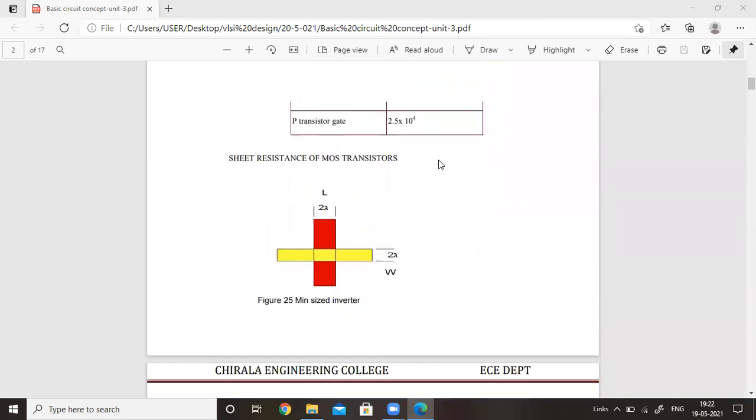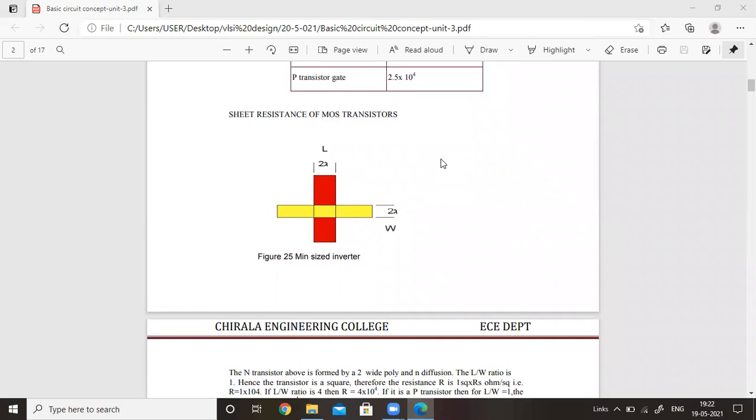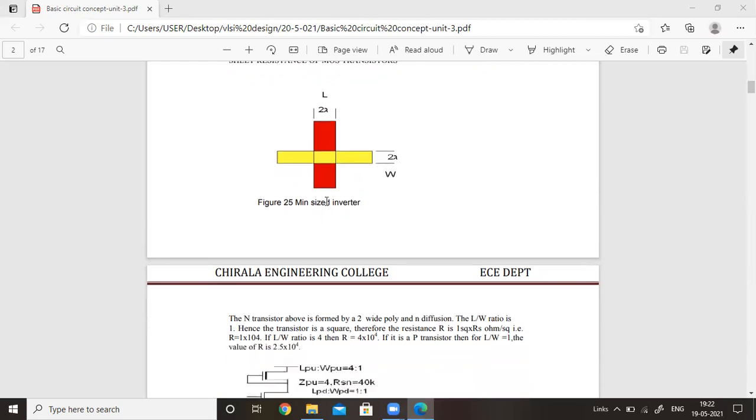So now let us consider the minimum size transistor. How to calculate the sheet resistance of the minimum size transistor? Just observe here. This is the formation of a P-type transistor. Whenever the polysilicon crosses the diffusion layer, P-type diffusion, assume that this is a P-channel enhancement mode transistor, and if it is green color, it is an N-channel transistor.